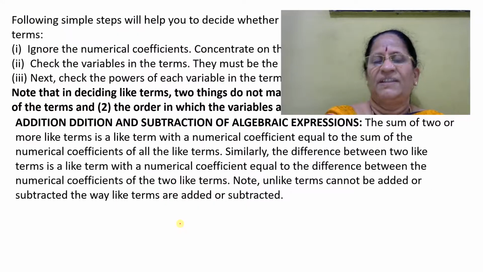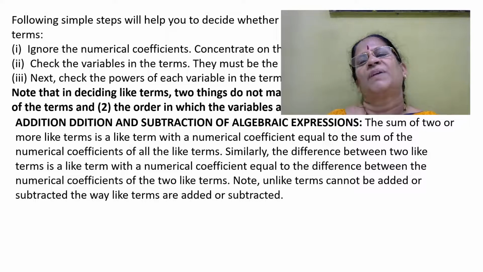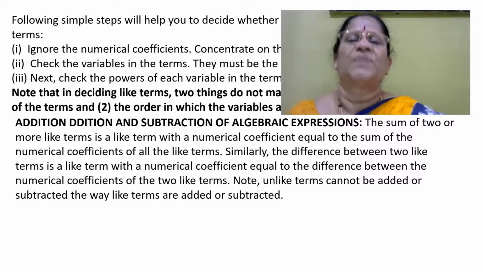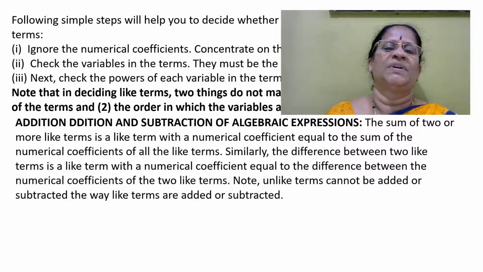Now the following simple steps will help you decide whether the given terms are like or unlike terms. Ignore the numerical coefficients, concentrate on the algebraic part. As I have already told, like and unlike terms are related to the algebraic factors or algebraic part of the terms, irrespective of the coefficients. You need to ignore the numerical coefficients. Check the variables in the terms, they must be the same.